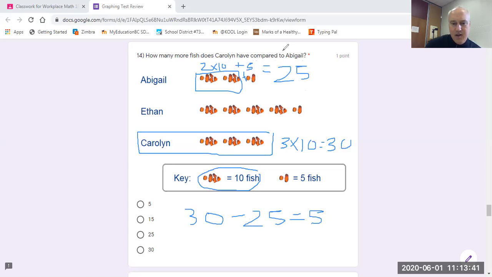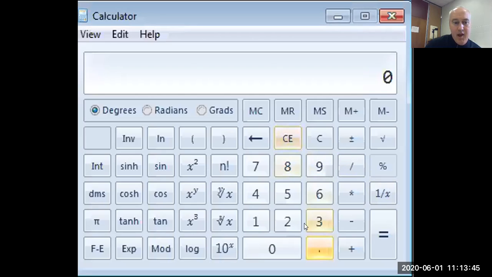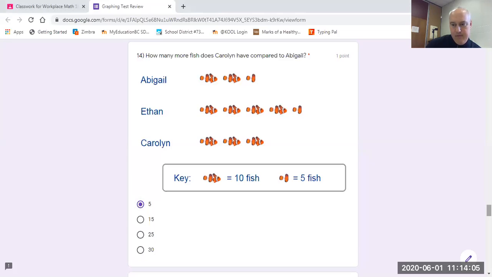I'll just plug that into the calculator just to show you what we have here. So basically we have 3 times the 10 fish that represent 30, and then we're going to subtract the 2 full fish plus the 1/2, so that's 25, makes 5 difference in the fish values. And so that's why the answer here would be 5.